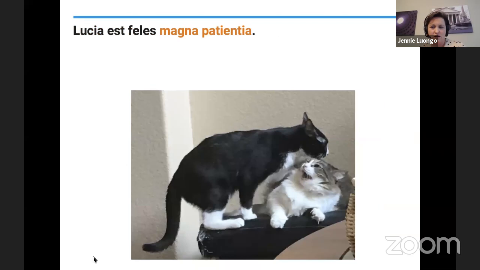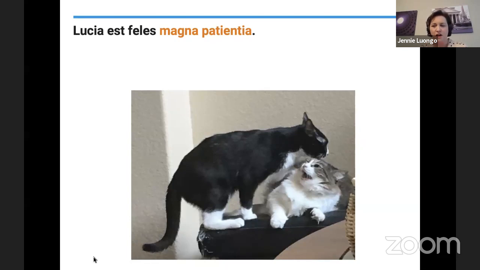All right. So last one about de mea vita, about my life. Our other cat, Lucia, is now in this picture, cum Roma Italia. So Lucia est feles magna patientia. Again, what does the whole sentence mean, but specifically focus on that ablative. So Lucy is a cat of great patience, or with great patience. When you've got two words and you can translate it with of, it's an ablative of description most likely, and that's what we're dealing with here.